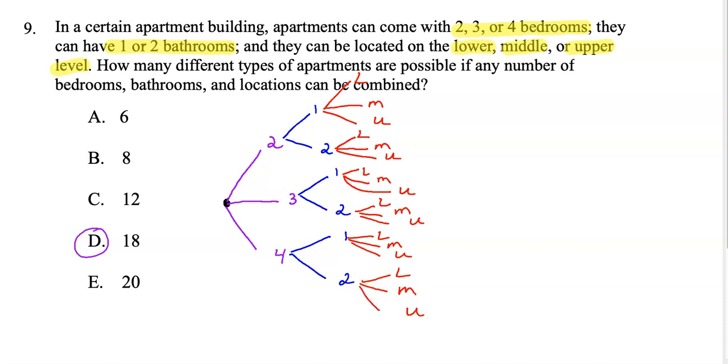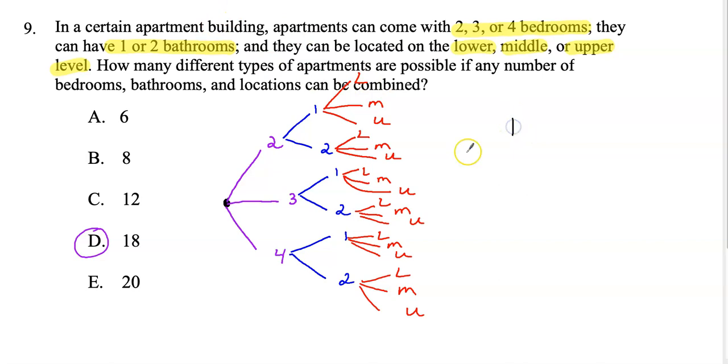Now, using our tree diagram, we can figure out the total possible combinations of apartments we could get. Let's just think this through. Let's go to the first branch. I could have a 2-bedroom with 1 bathroom on the lower level. So that'd be one possibility.